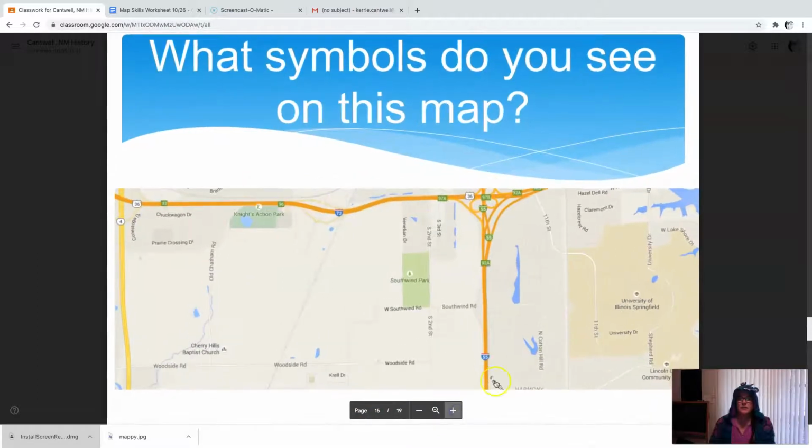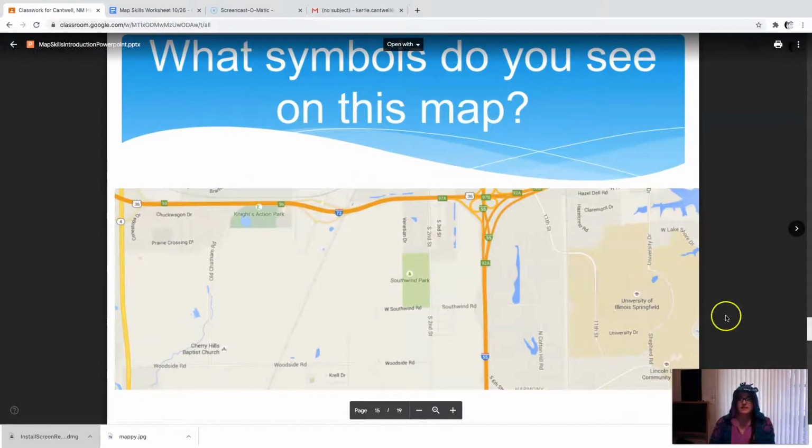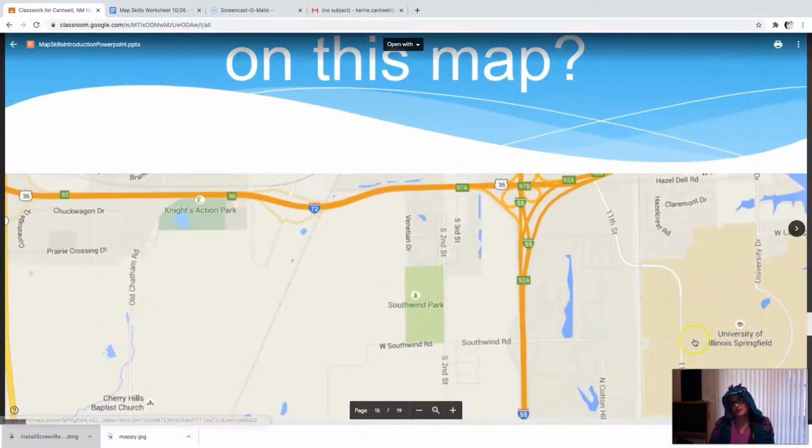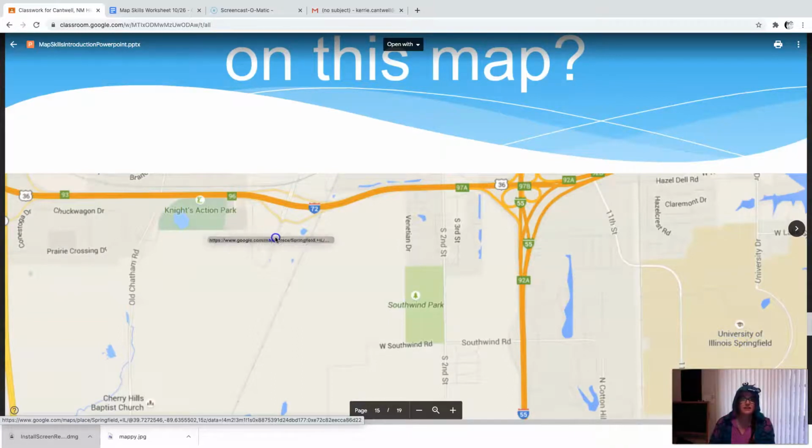Okay, so here's just a regular map. What symbols do you see on here? So I see a tree, so there's a park here. These blue things are bodies of water. I don't think that you can see it. Maybe you can. There is a little circle with a graduation cap, so that's a university.